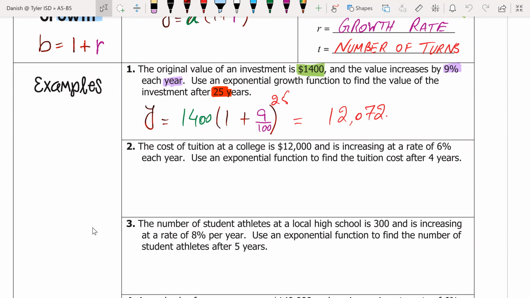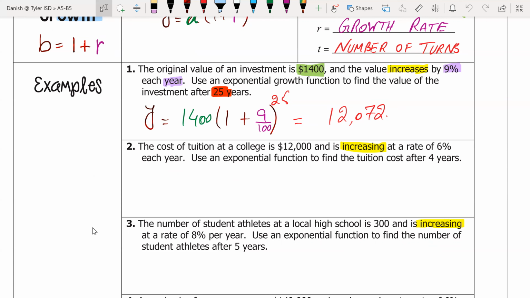How will I do that? I will now just highlight the things over there. Let's read it together, and you will tell me what's the A, what's the R, and what's the T. Reading problem number 3: the number of student athletes at a local high school is 300 and is increasing. Whenever it says increasing, that tells you that it's a growth function. If instead of increasing it says decreasing, then that will be an exponential decay. Here, because it's increasing, it is an exponential growth.